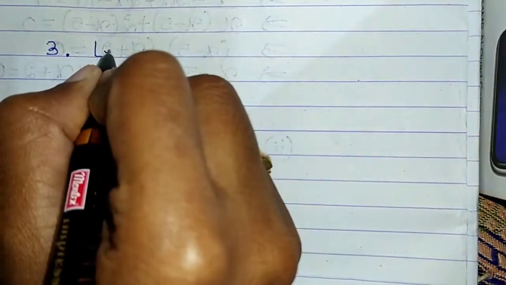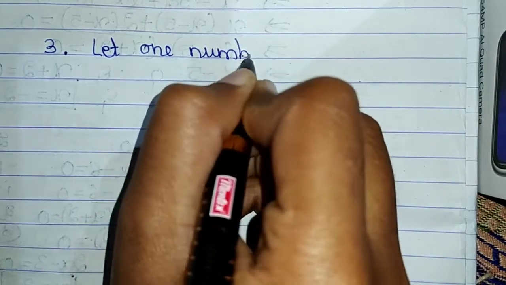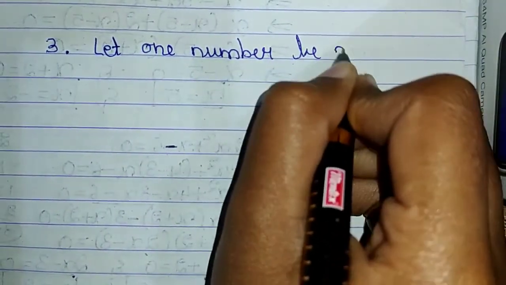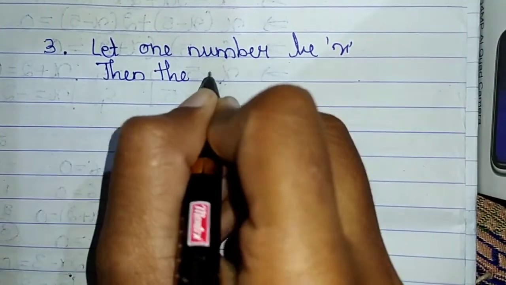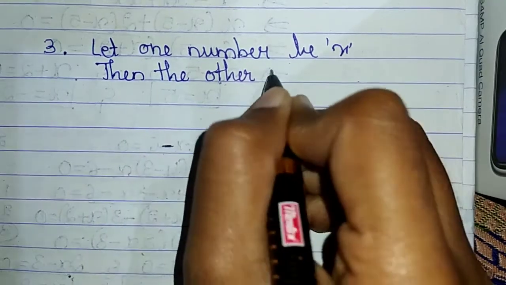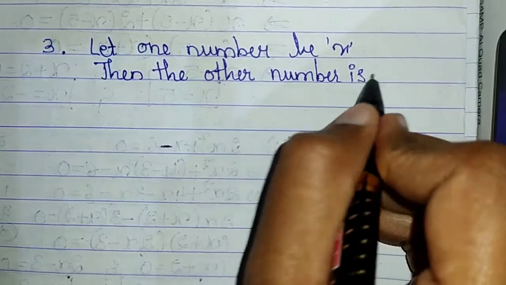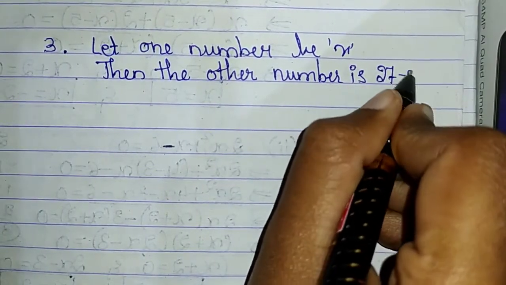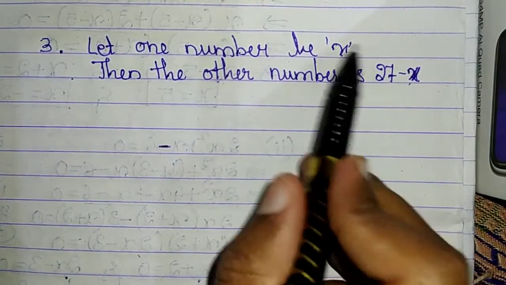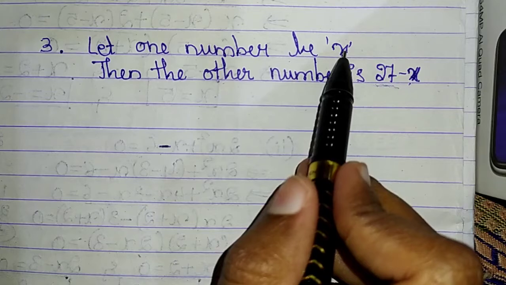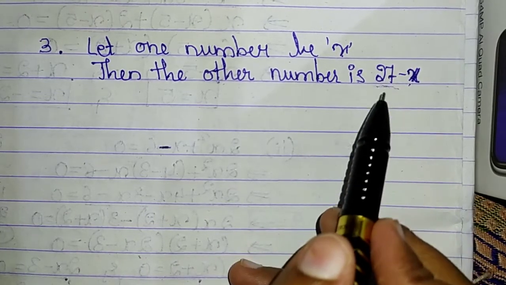So let one number be x, then the other number is 27 minus x. Why? Because the sum of these two numbers is 27. If you add x plus 27 minus x, you will get 27 as your answer.